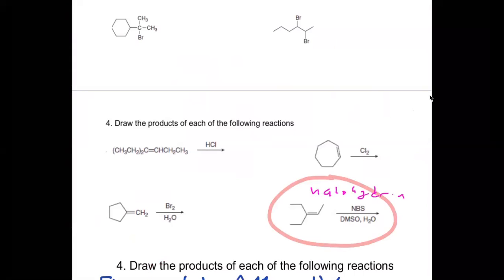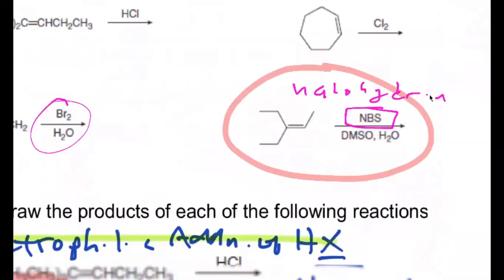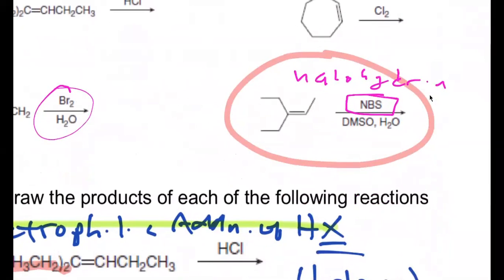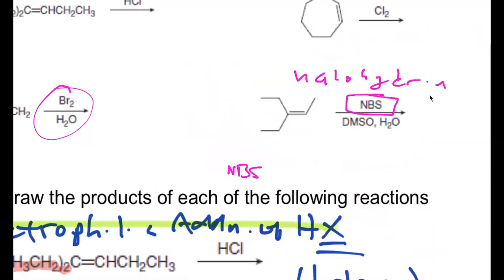Can somebody predict the product for that reaction? If it's a halohydrin, it's the same as this, right? So same outcome. The NBS is just a different bromine source. Let me write that somewhere. I'll write it. Let me erase that. NBS, I'm going to show you what that looks like. It's a different source of our bromine.